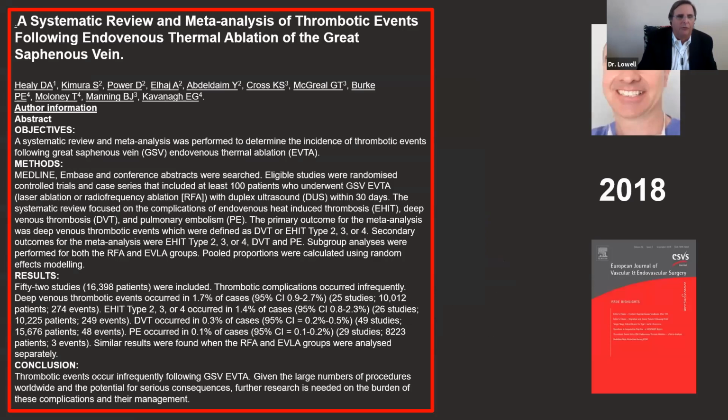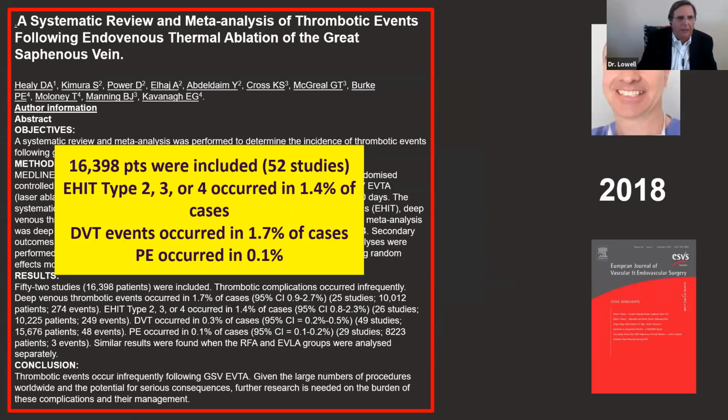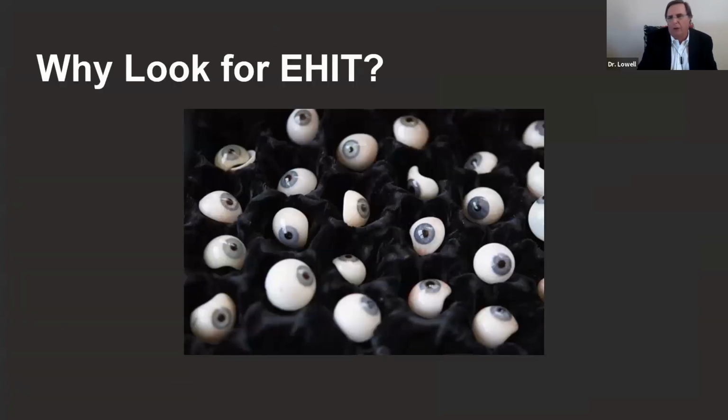If we look at this recent study by Kavanaugh and his group, a systematic review and meta-analysis of thrombotic events following endovenous thermal ablation of the great saphenous vein, out of 16,000 patients, including 52 studies, EHIT type 2, 3, and 4 occurred in 1.4% of the cases. DVT events occurred in 1.7% of the cases. PE occurred in 0.1%. So why look for EHIT?